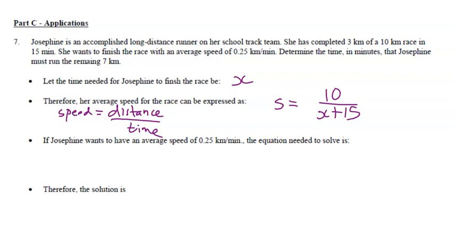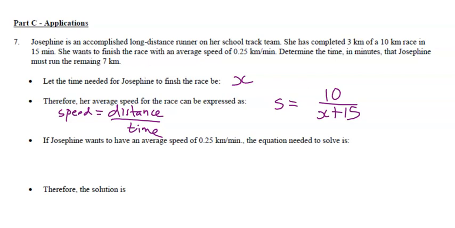If Josephine wants to have an average speed of 0.25 kilometers per minute, the equation needed to solve. I'll give you the secret to math. You're my 10C class. What's the secret to math? All right, I'll give it to you again. You may have forgotten. Formula, substitution, answer. So, I mean, that doesn't work for everything, but for most math, there's some formula.